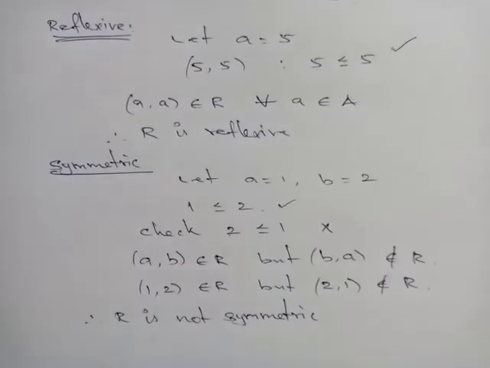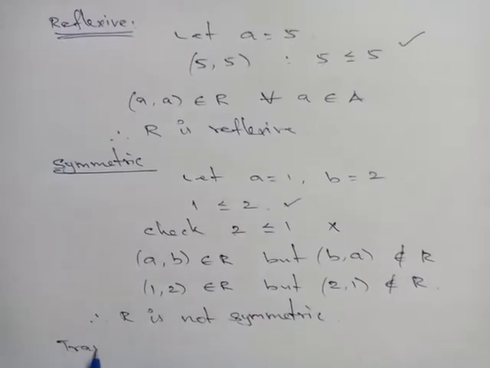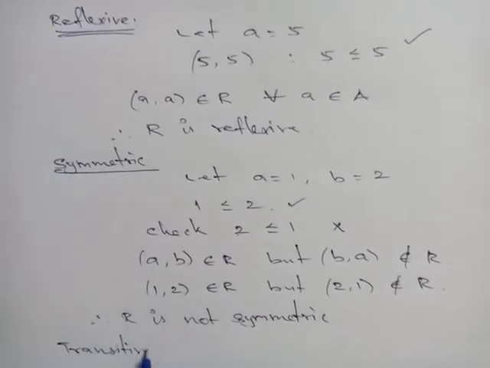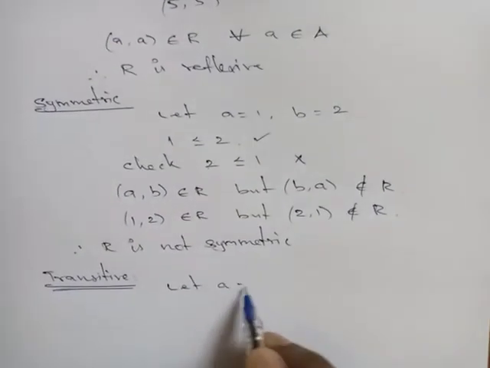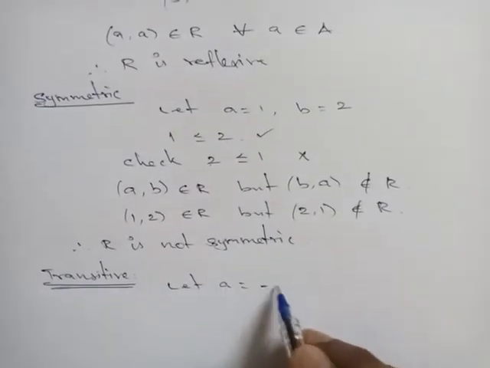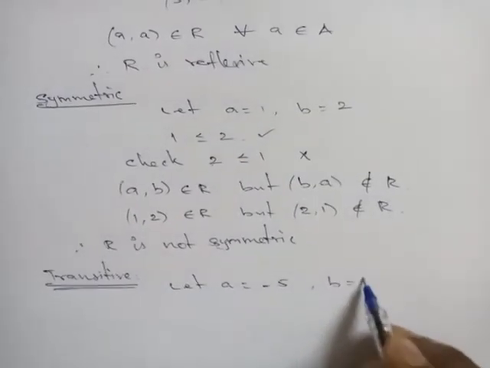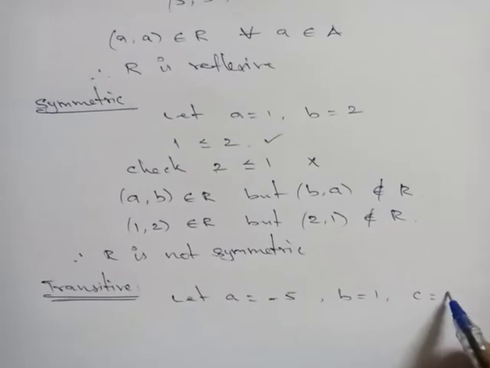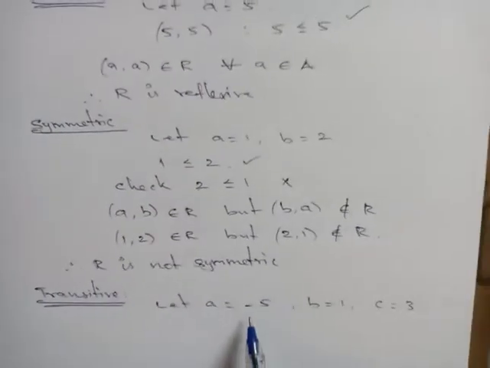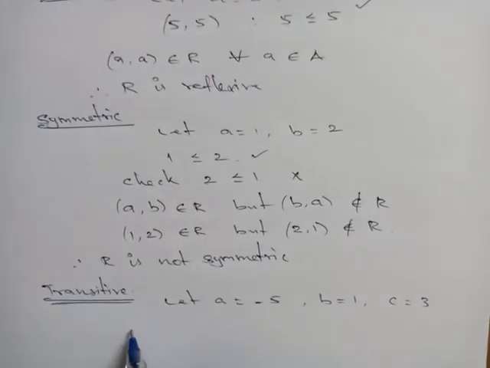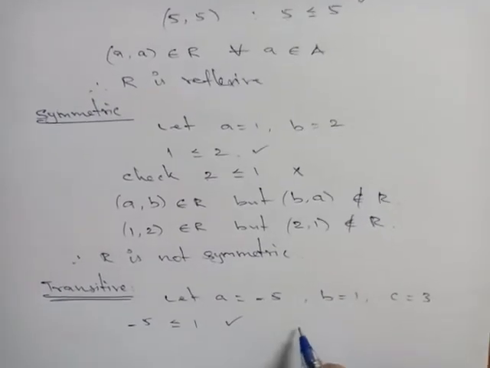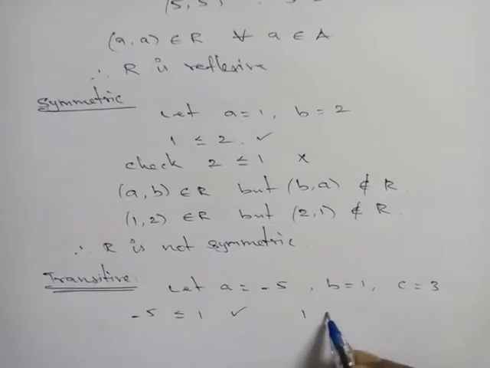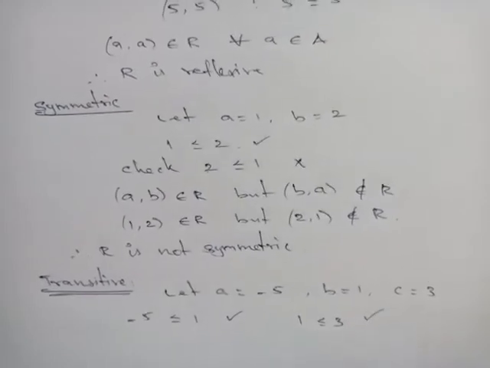You just think about any other example. Any example you can write. Transitive. Here also you give any example. See here, let a is equal to minus 5, b is equal to 1 and c is equal to 3. Anything. a is less than b, right? So minus 5 is less than or equal to 1, which is true. And 1 is less than or equal to 3. This is also true, correct?